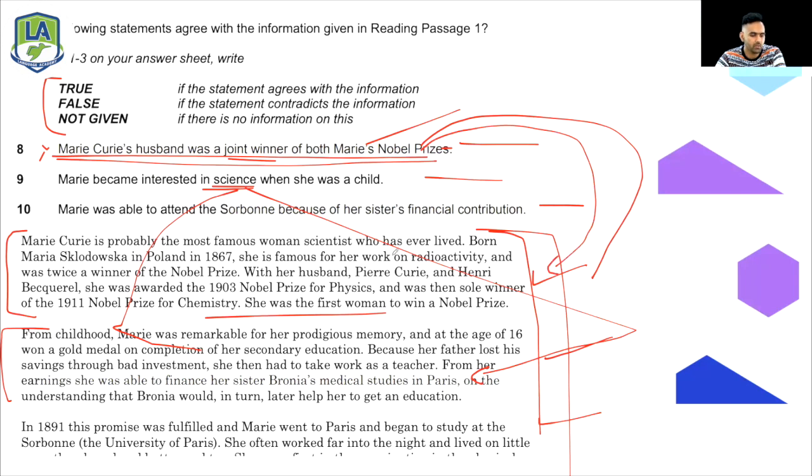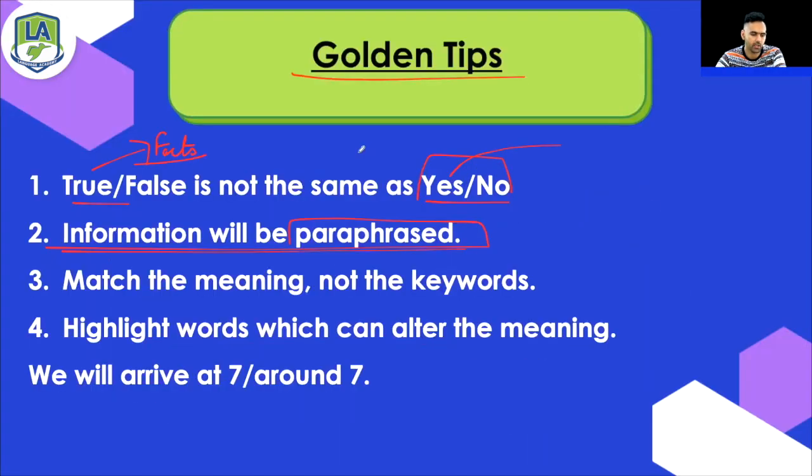So whenever you read the passage or the statements, you need to understand the meaning. You don't really just need to understand the words. You need to focus on the meaning. If you focus on the meaning and don't just focus on the words, you'll be able to solve with higher accuracy. I'll show you when we solve a few questions how information can be paraphrased. When you match, you need to match the meaning, not the keywords, as I've told you.